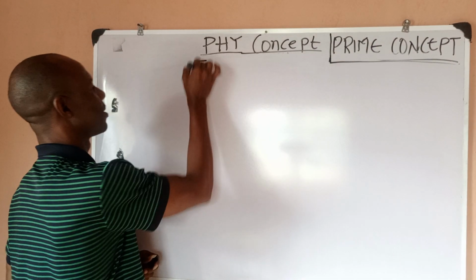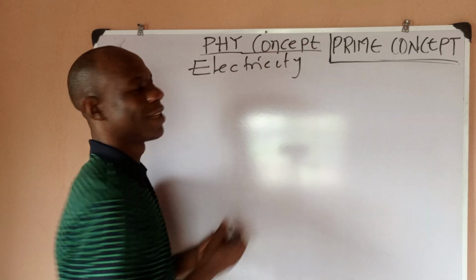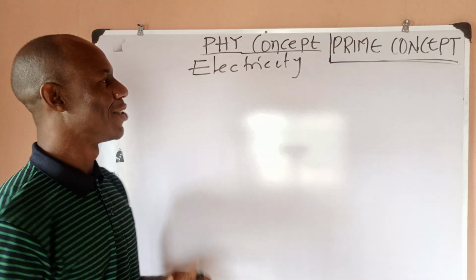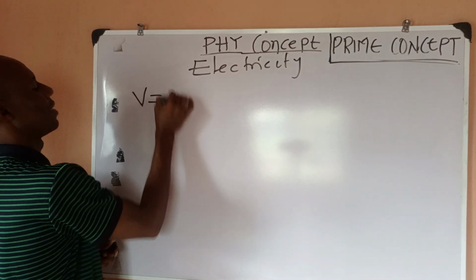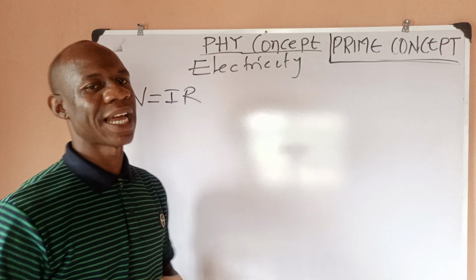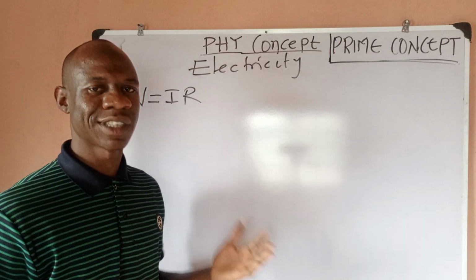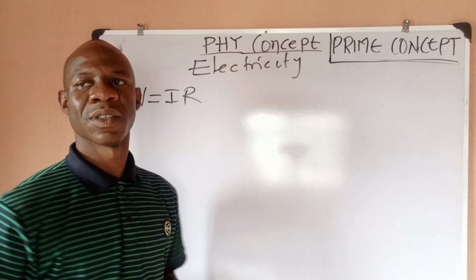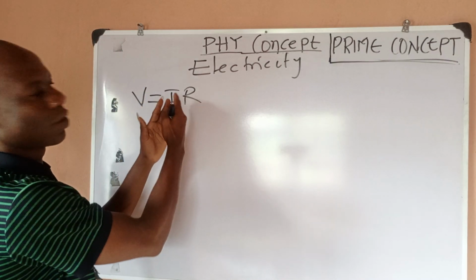I'm here to handle another concept under electricity. Now, a lot of students think that the only relationship for Ohm's law is V equals IR. And when you get to exam, you would meet so many kind of problems. One of the things they will ask you is which one of these is not a relationship for Ohm's law. So it means that Ohm's law is not just limited to V equals IR.